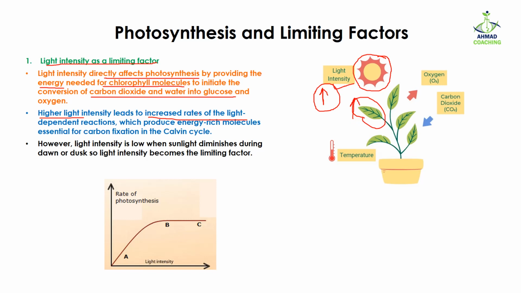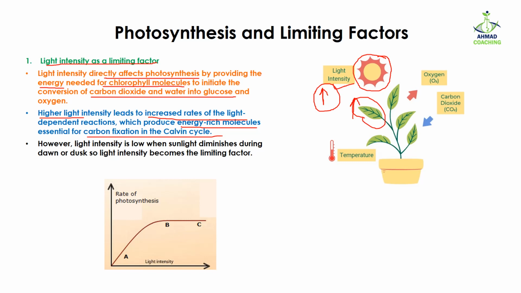The light intensity is involved in the light dependent reaction. This is a reaction which produces energy rich molecules which are essential for carbon fixation in the Calvin cycle. So we have both energy and the rate of photosynthesis increased.